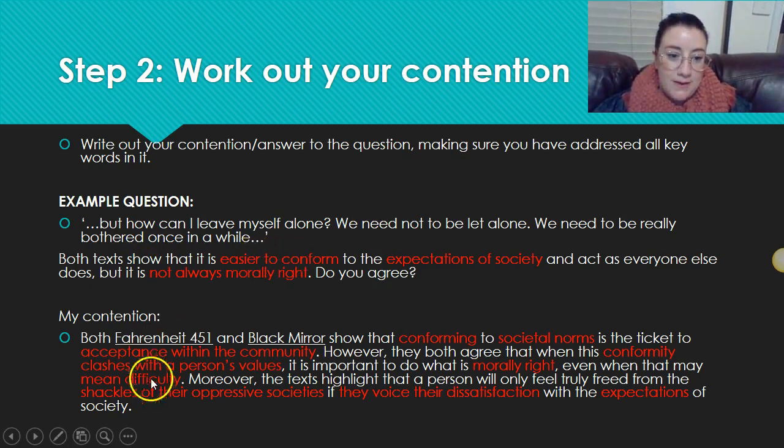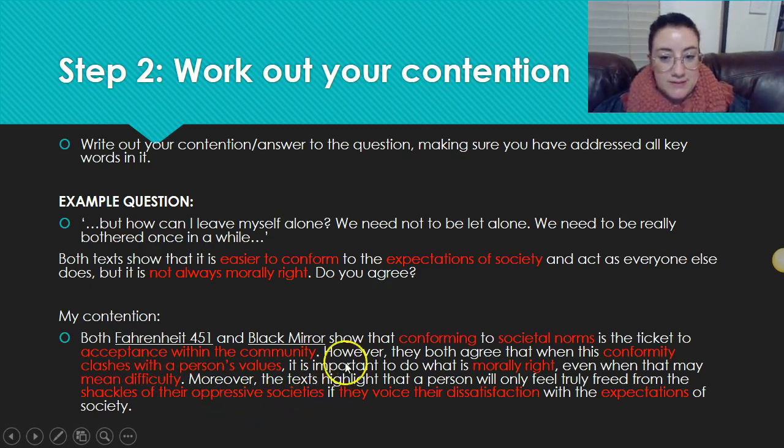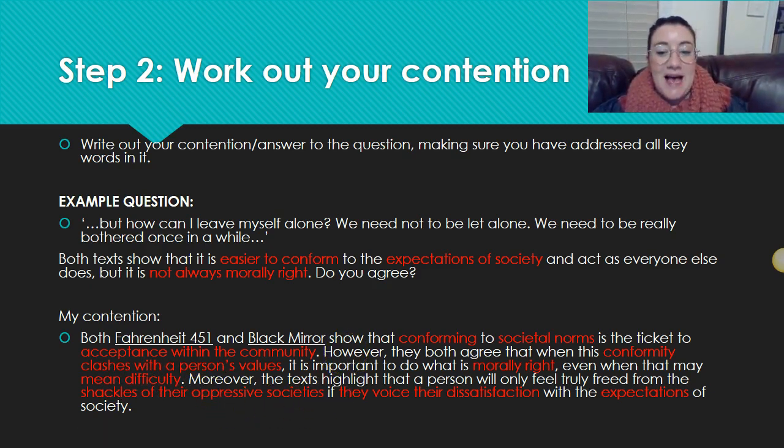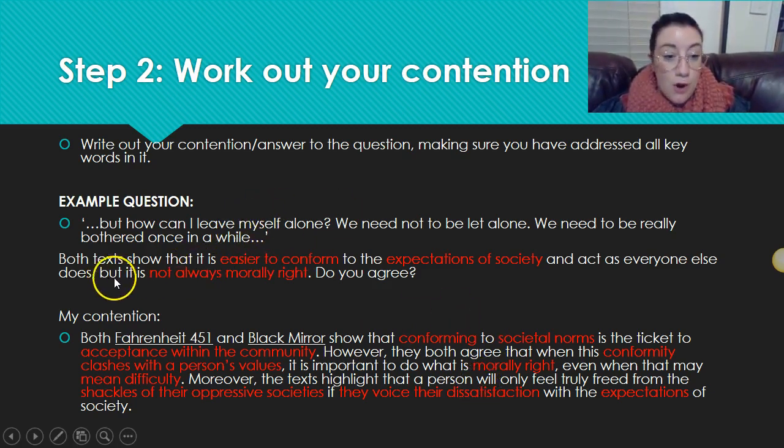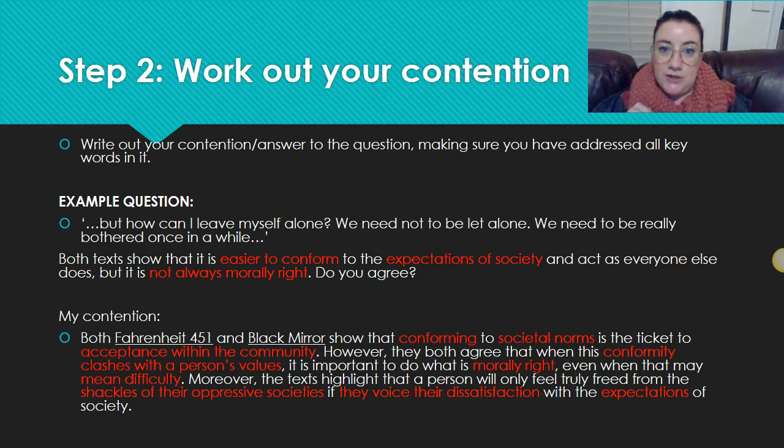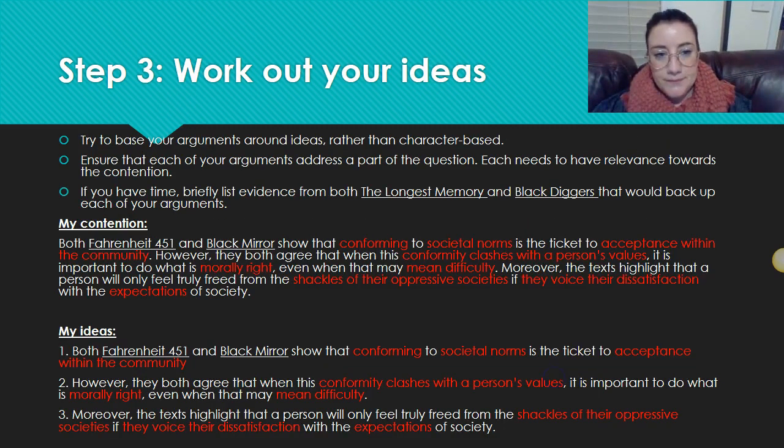It is important to do what is morally right, yes, even when it means difficulty. Easier to conform, not going to be easy to conform. The shackles of their oppressive societies, if they voice their dissatisfaction, so this is like not acting as everybody else does, with the expectations of society. So I've really hit those key terms, or synonyms of those key terms, really hard.